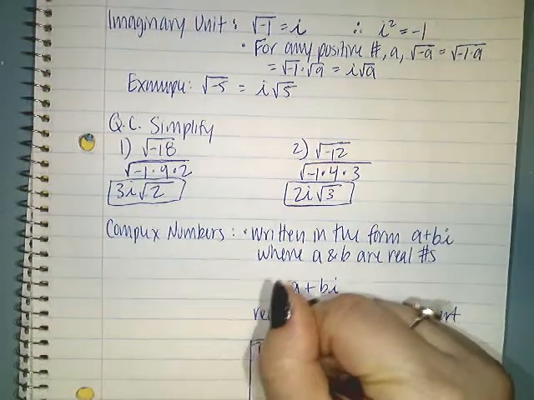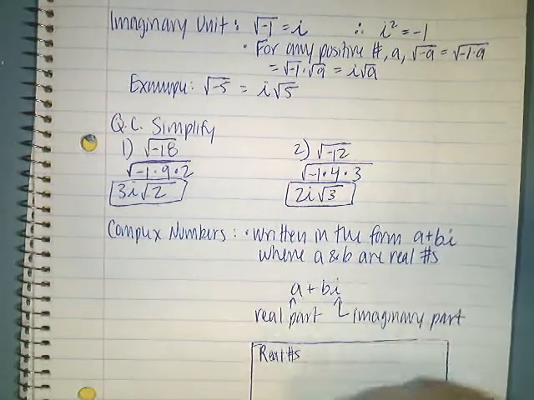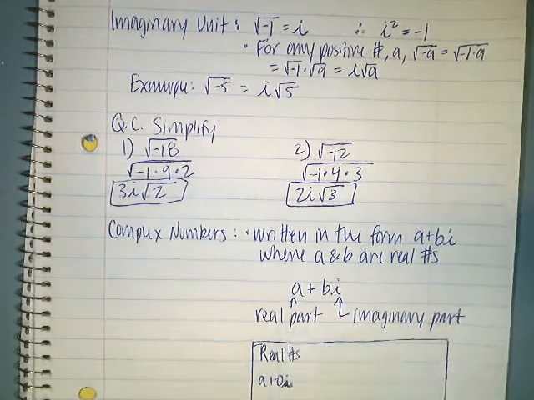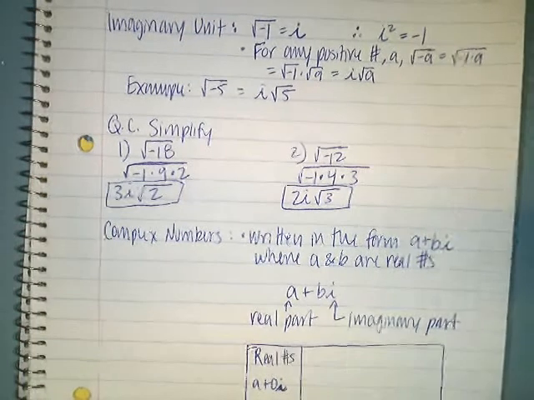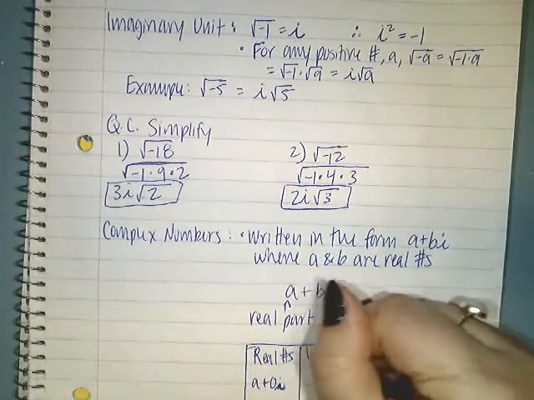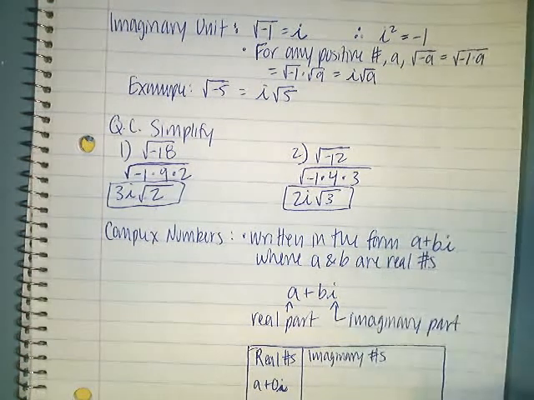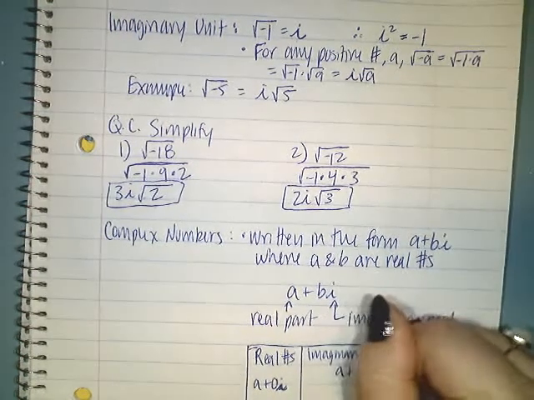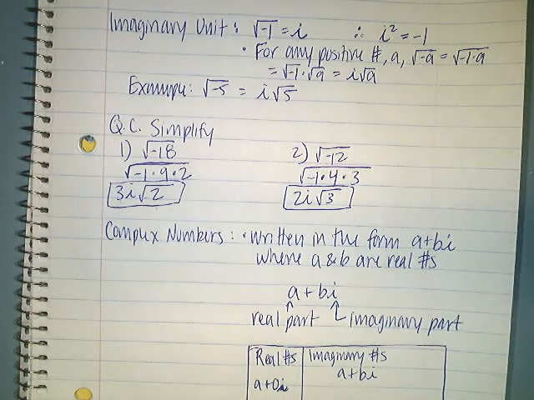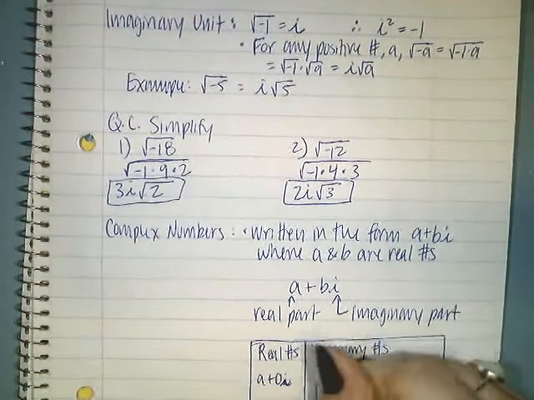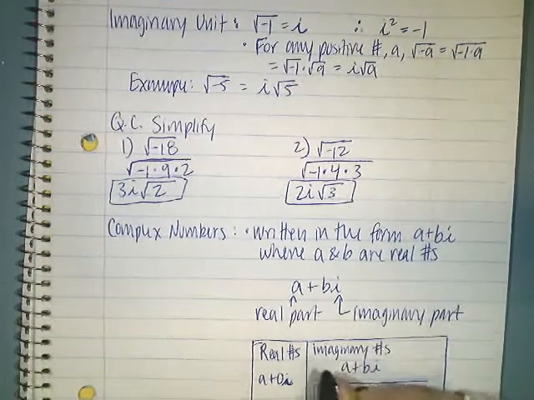But real numbers are numbers that have no imaginary component, so their imaginary component is 0. Imaginary numbers are numbers in this form, a plus bi, so they have both a real and imaginary component. And then within imaginary numbers, we have pure imaginary numbers.